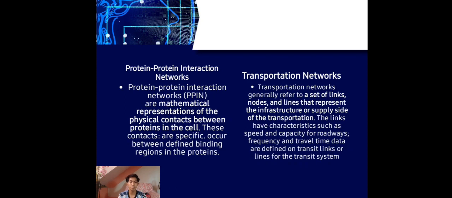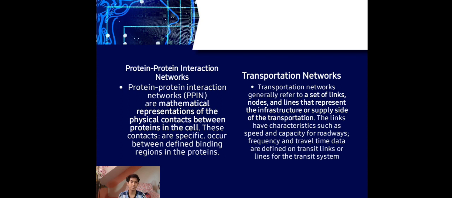Next is the PPIN, or protein-protein interaction network. This is the mathematical representation of the physical contacts between proteins in the cell. These contacts are specific, occurring between defined binding regions in the proteins.